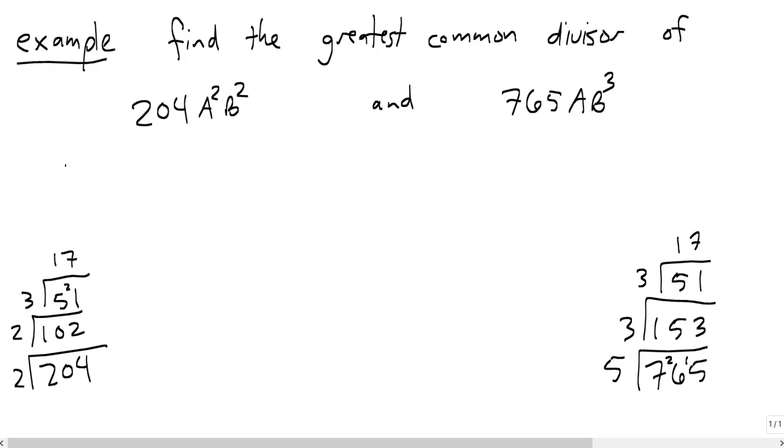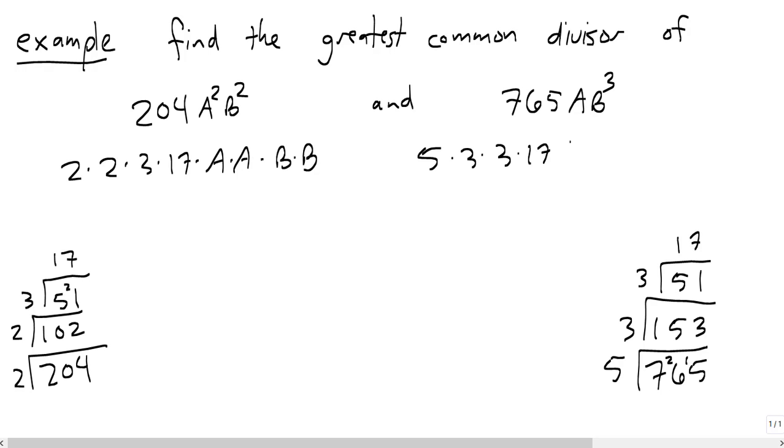So on the left we have 2 times 2 times 3 times 17 times a times a times b, because a squared means a times a and b squared means b times b. And over here we have 5 times 3 times 3 times 17 times 1 a and 3 b's. Now, that's the prime factorization of these two numbers.